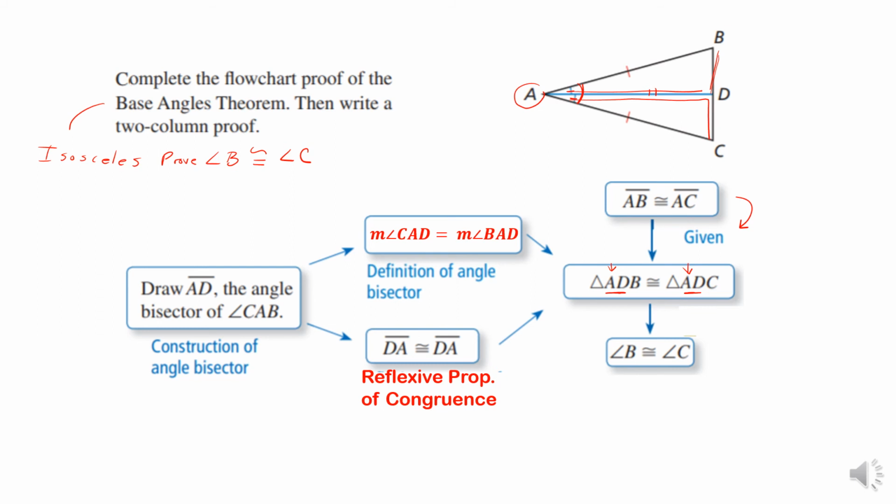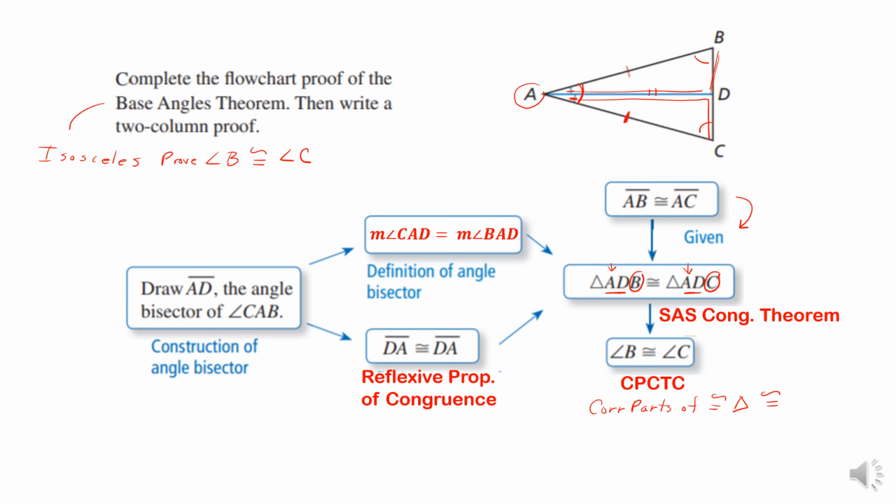And what did I use? Well, I have side, angle, side. So I would use the side angle side congruence theorem. And now that I've got the side angle side congruence theorem, I can say that angle B is congruent to angle C because of CPCTC, the corresponding parts of congruent triangles are congruent. And B and C are now congruent parts because here they are in the same position.